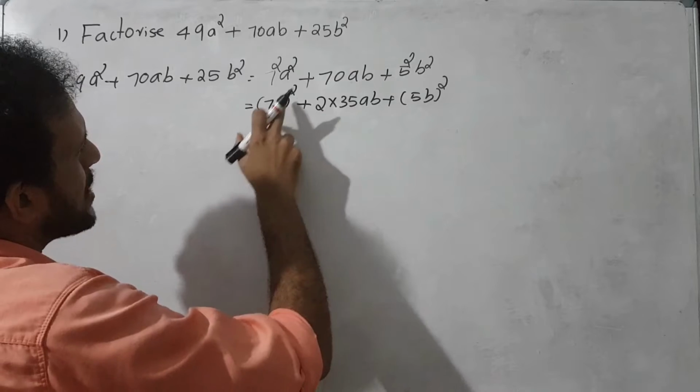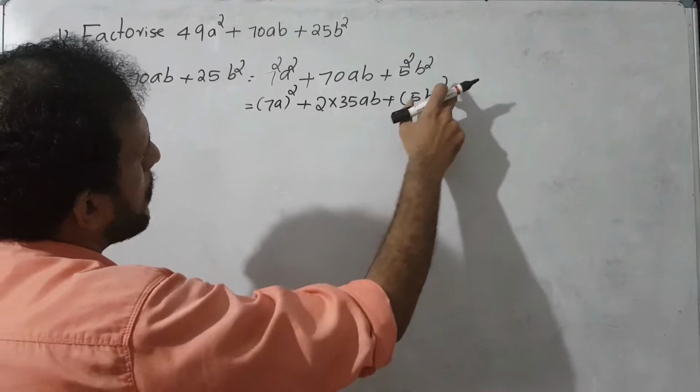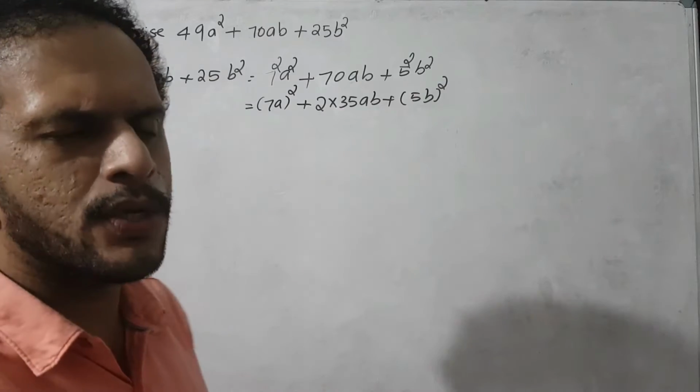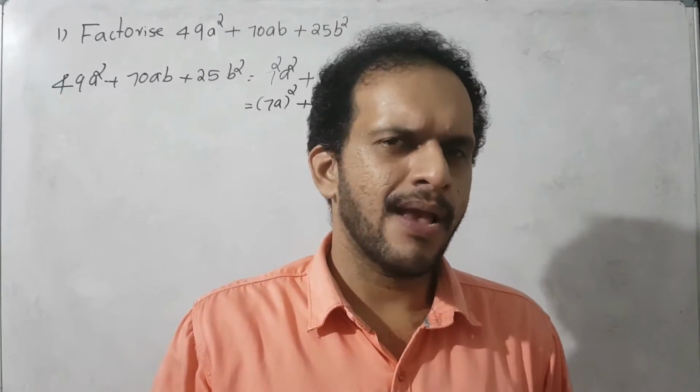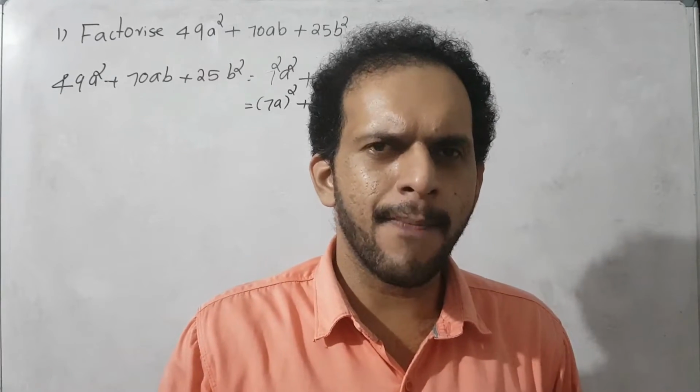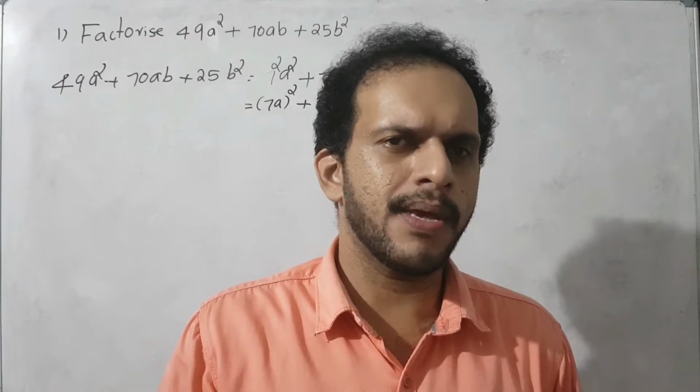This one is a square plus 2ab plus b square. What is a square plus 2ab plus b square? Yes, we know that a square plus 2ab plus b square is the expanded form of a plus b whole square.